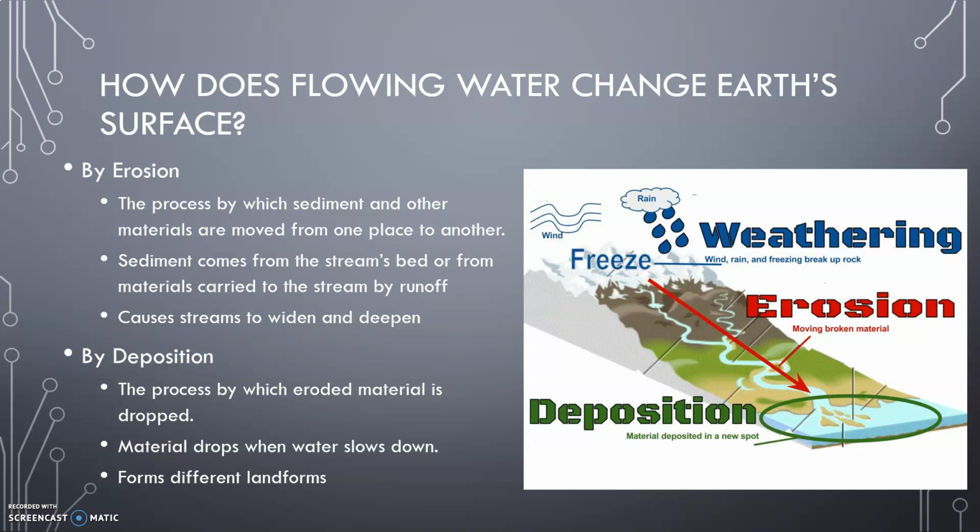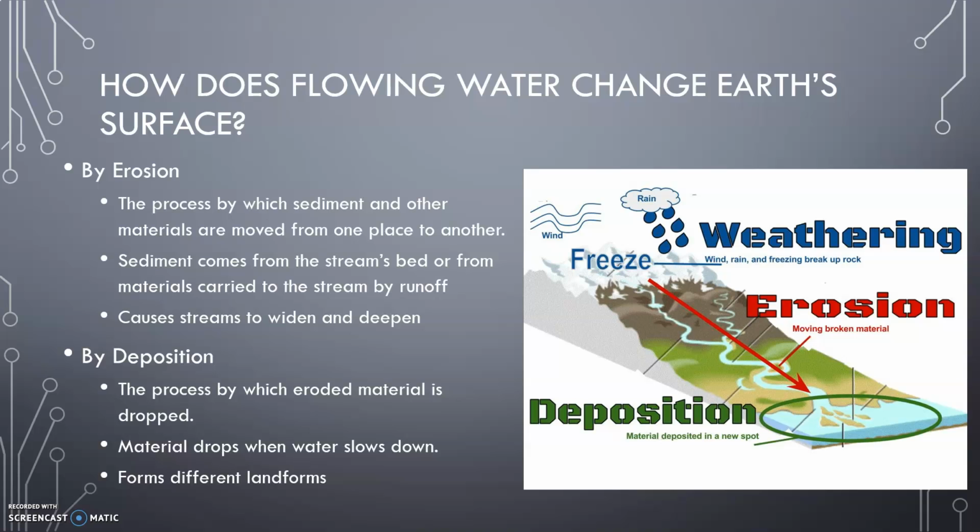It is a movement. It comes from the stream's bed of the materials being carried down the stream, meaning it's going to move from here to here. And because of the erosion, because of this moving water, we're going to allow the streams to widen and deepen over time. The second way is by deposition.